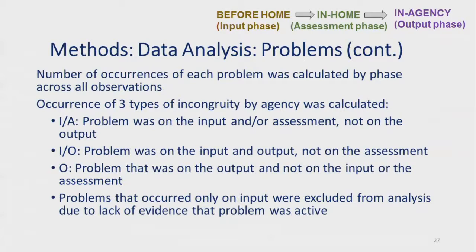The second incongruity is IO. The problem was on the input and the output, but not on the assessment, and so it wasn't documented when the nurse did the physical assessment of the patient. The third type of incongruity was that the problem was on the output, but never appeared on either the input or the assessment.